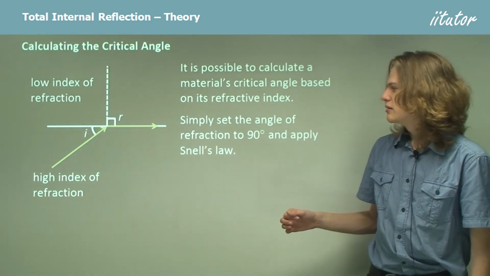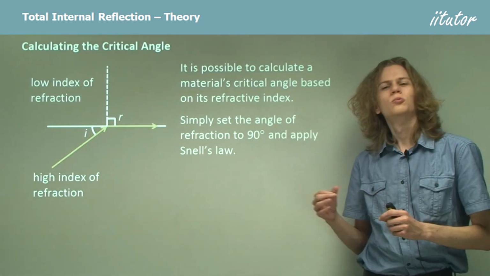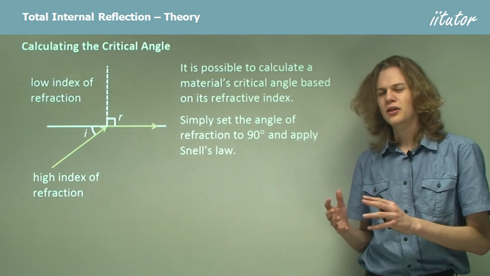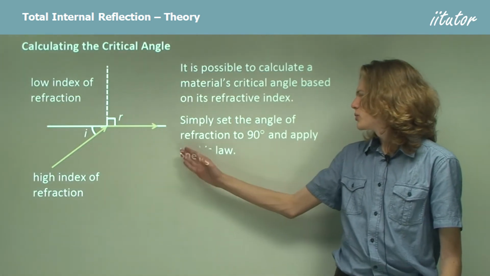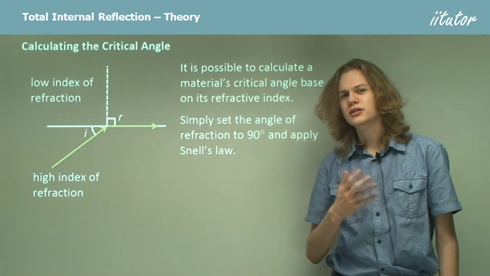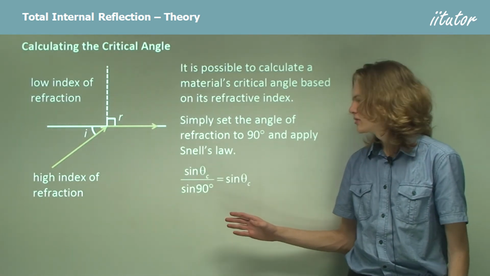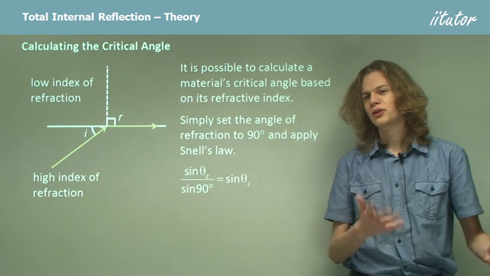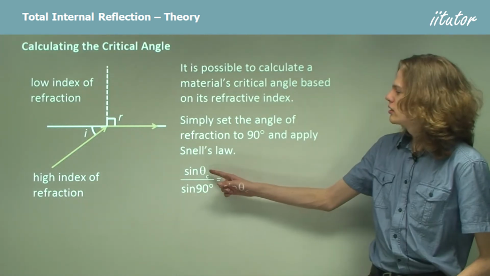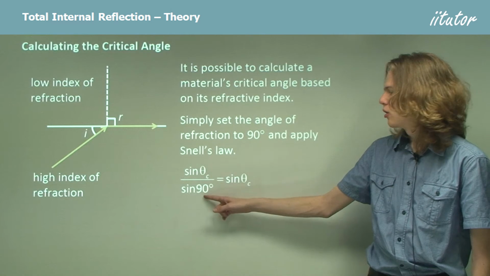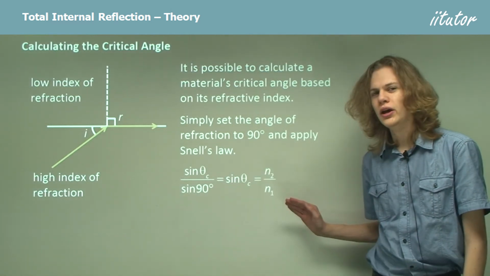This means that if the incident angle gets any further away from the normal, the angle of refraction will need to have a sine greater than 1, which of course will lead to total internal reflection. So if we set the angle of refraction to exactly 90 degrees, we can apply Snell's law. In this case, the sine of the critical angle over the sine of 90 degrees will be the same as just the sine of the critical angle, because the sine of 90 degrees equals 1. And using Snell's law, we can get an expression for the sine of the critical angle. That is, of course, n2 over n1.